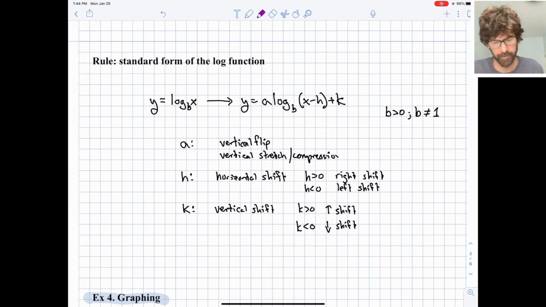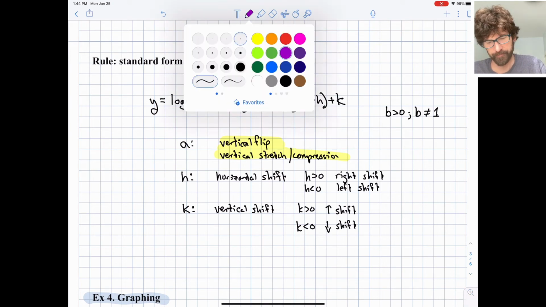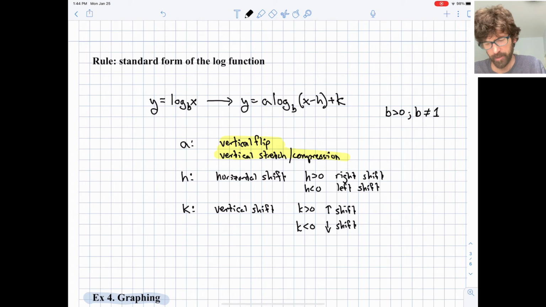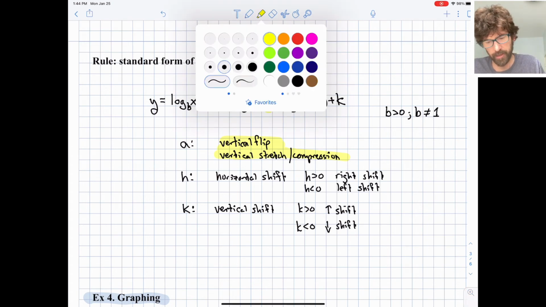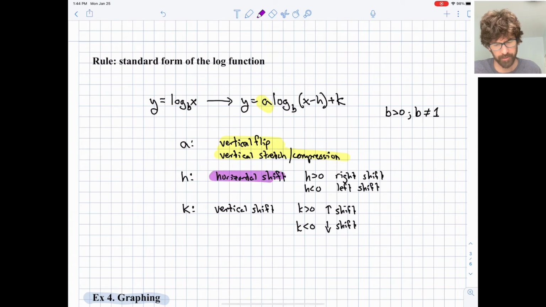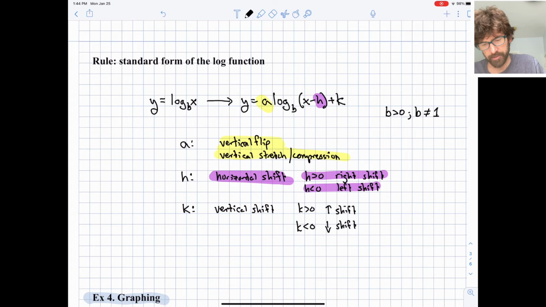If we have an a value multiplied out front, it's going to be either a vertical flip across the x-axis or a vertical stretch or compression. So that would be a right there. If we're dealing with h, that is going to be a horizontal shift. And keeping in mind that if h is greater than 0, we're shifting right. If h is less than 0, we're shifting left. But also keeping in mind that standard form has a subtracting h inside those parentheses.